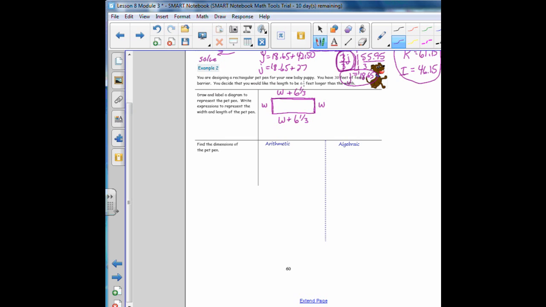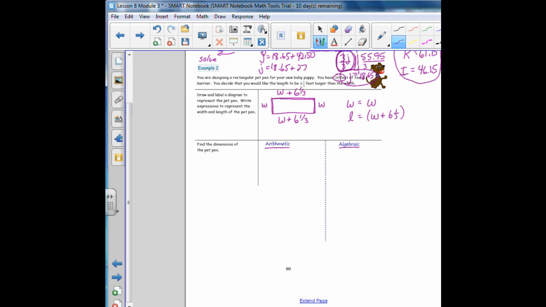Now the perimeter is 30 feet, and we know that the perimeter is when you add all 4 sides together. Now let's go ahead and write our width is equal to W, and our length is equal to W plus 6 1/3. Now the perimeter, we're going to go ahead and solve this problem with the arithmetic and the algebraic method.